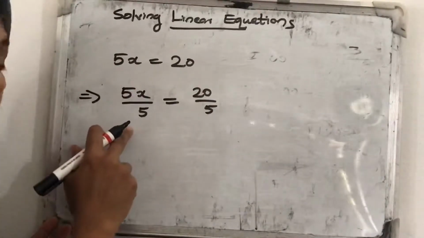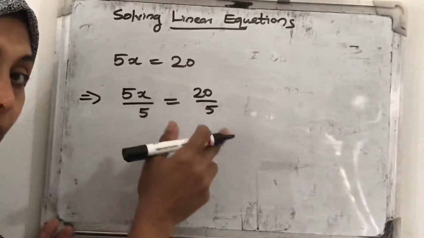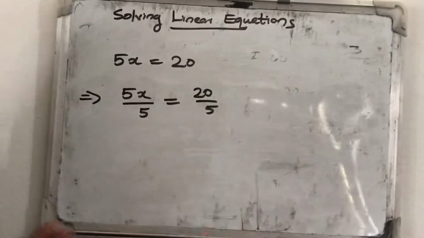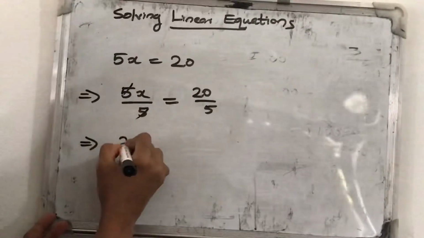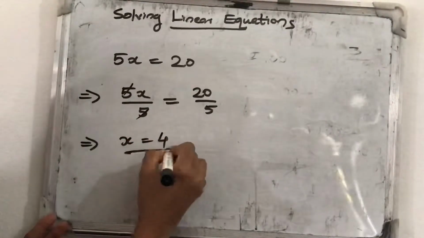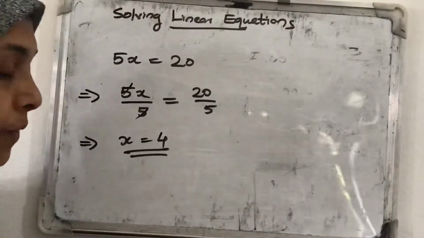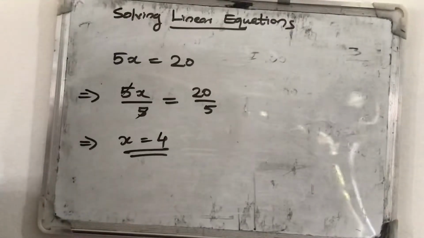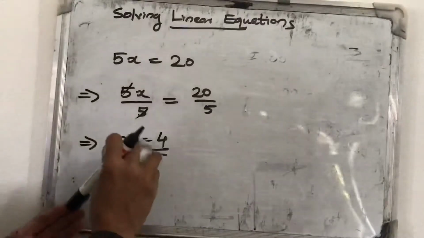So what we divided on the left hand side, the same number we want to divide on the right hand side also. That is balancing. So this implies 5 and 5 will be cancelled. x is equal to 4. This way we can find the solution of the equation by using the balancing method.